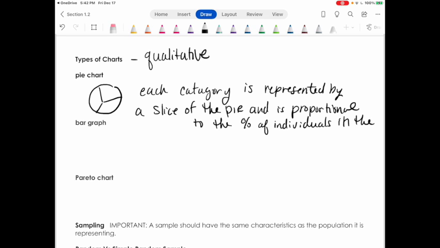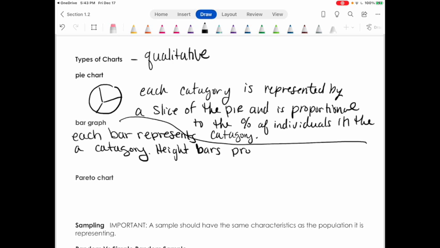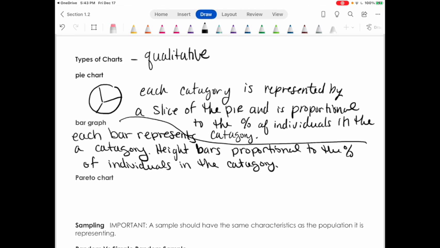Okay, a bar chart is basically the same idea, but instead of having it in a circle with slices of pie, each bar is going to represent a category. And the height of the bars are proportional to the percent of individuals in the category. So the higher the percent, the higher the bar. A bar chart will look like this. Say I have 4 categories and each of those bars represents a category and the bar goes higher up as the percentage goes up.